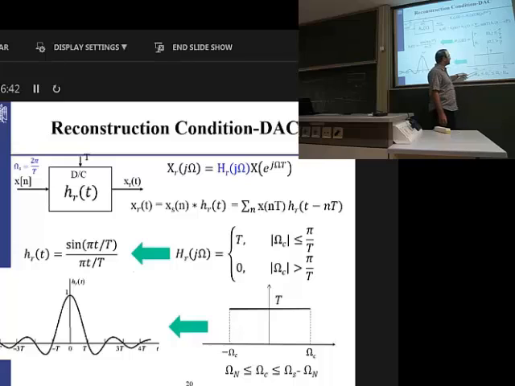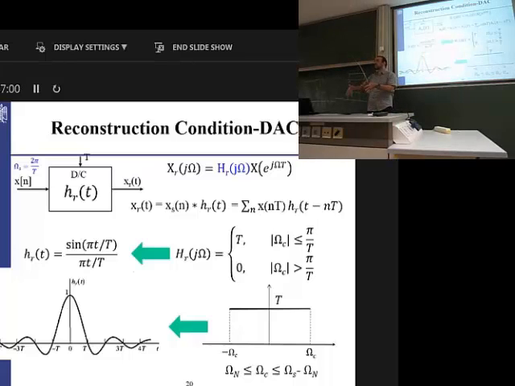What's the requirement for this bandwidth? The requirement is on this cutoff frequency, as we call it. The cutoff frequency of this filter should be between omega n and omega s minus omega n. So we had a guard band, and this filter should fit into the guard band. That's the requirement of this reconstruction filter. That's the reconstruction filter.